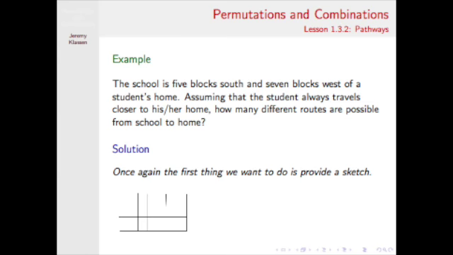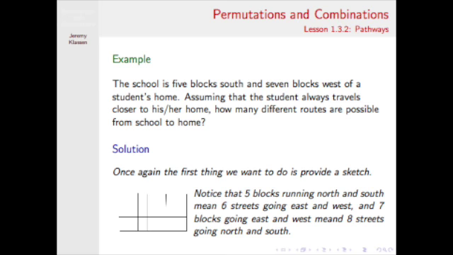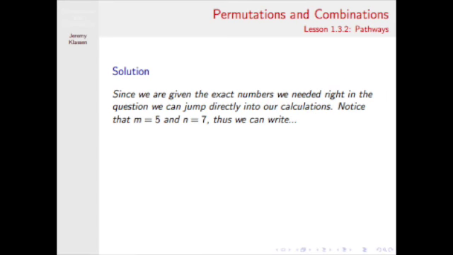In this case, we are told the number of blocks going east and west and north and south. Notice that given those numbers, we need to adjust the number of streets that we're going to use appropriately. So 5 blocks running north and south mean that we're going to have 6 streets going east and west, and 7 blocks going east and west mean that we're going to have 8 streets going north and south. In this particular question, though, that bit of thinking is only important to get the sketch. We were told the number of blocks immediately, so we can really just jump into our calculations.